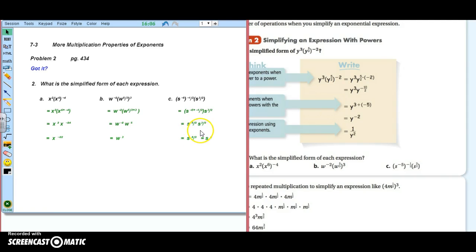Now that we have two s's, we're going to add their exponents. So 5/2 plus 3/2 is 8/2, which reduces to s to the 4th power. Always reduce if you can.